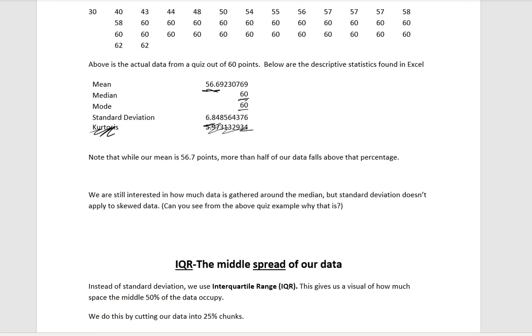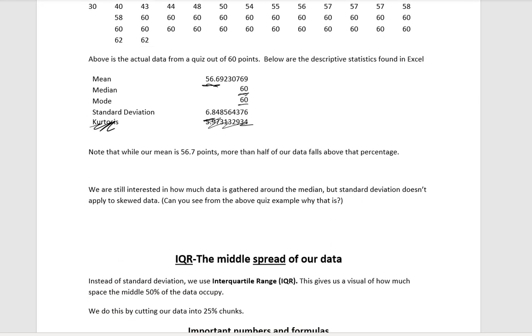Now, here's the issue with this: even though our mean is 56.7 or 56.6-ish, more than half of our data is actually above that percentage. So what that means is that that's not a typical score. So it's not a good representative of what most people in the class got.